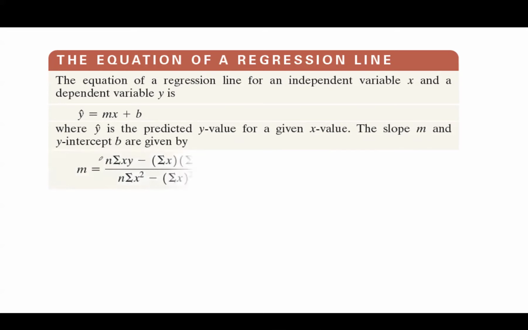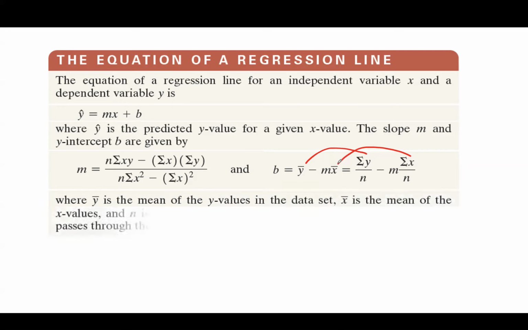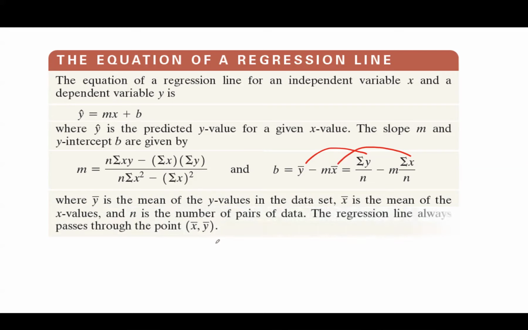m is equal to n times the summation of xy minus the summation of x times the summation of y, divided by n times sigma x squared minus sigma x to the power 2. And b is y bar minus m x bar, which is the average of y values minus m times the average of x values. So these are y bar and x bar, the formulas that you learned in the elementary part of our class. And please note that the graph of the regression line always passes through the point x bar, y bar.